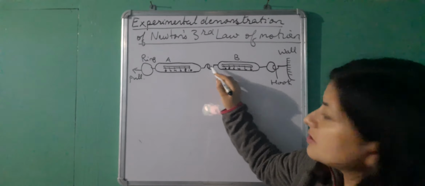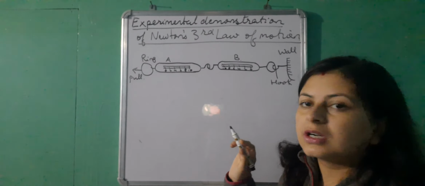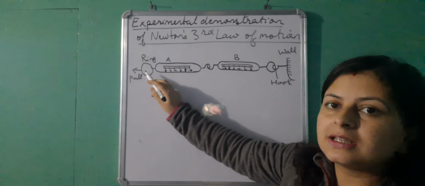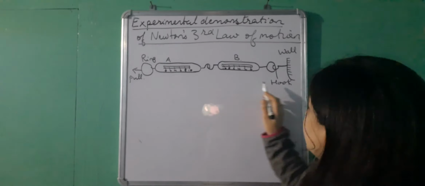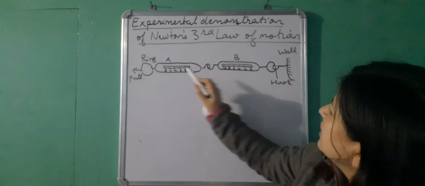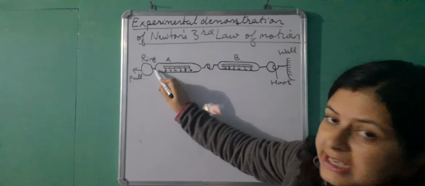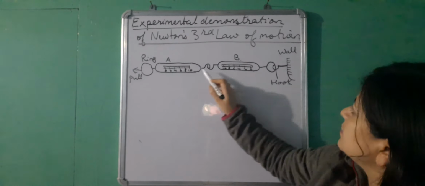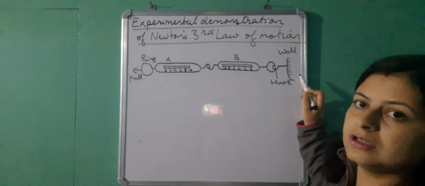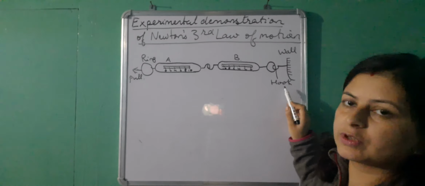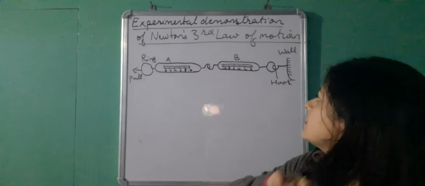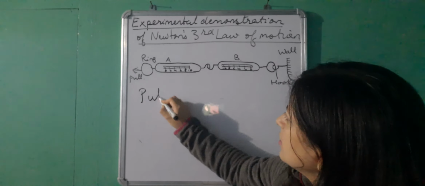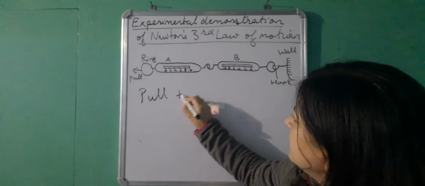They have been attached together with the help of two hooks. Rings are provided for pulling the spring balance to apply force on it. Now, A is left free for the pull, and spring balance B is attached to the wall with the help of a hook here. Now what is to be done in this experiment, the step involved, is to pull the ring.